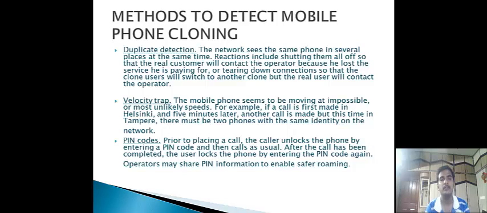PIN codes. This is one of the most useful methods to detect mobile phone cloning. Prior to placing a call, the caller unlocks the phone by entering a PIN code and then calls as usual. After the call has been completed, the user locks the phone by entering the PIN code again. Operators may share PIN information to enable safer roaming. And by using these PIN codes, we can detect cell phone cloning, so that when the user logs in, the PIN information goes to the subscriber and the network providers can distinguish between the clone and the legitimate subscriber.